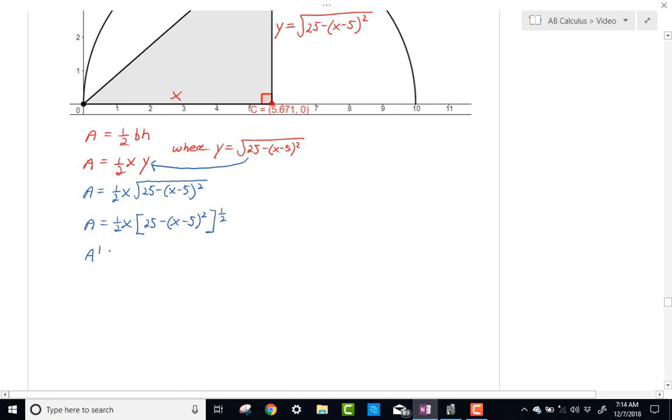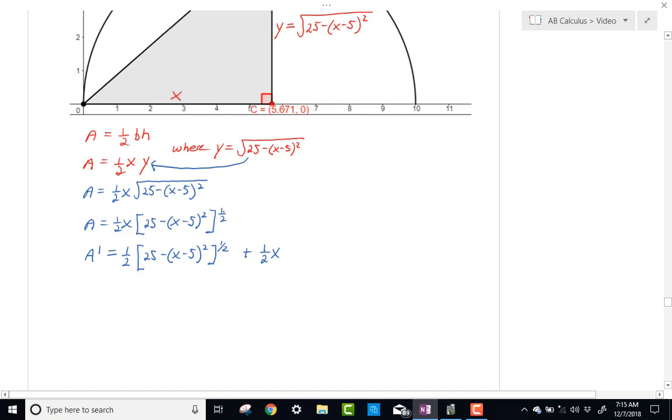So A prime equals, and I've got a little bit of product rule again here. This one's going to get messy. So the derivative of the first is 1/2 times the second, so that's going to be 25 minus x minus 5 squared raised to the 1/2 power, plus the first, which is 1/2 x, times the derivative of the second.